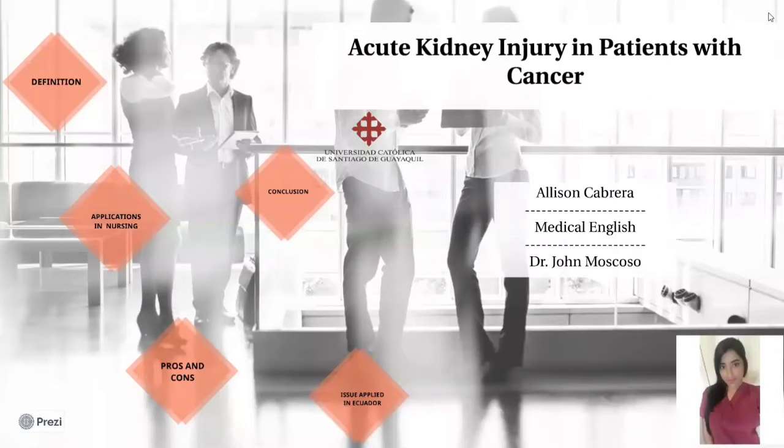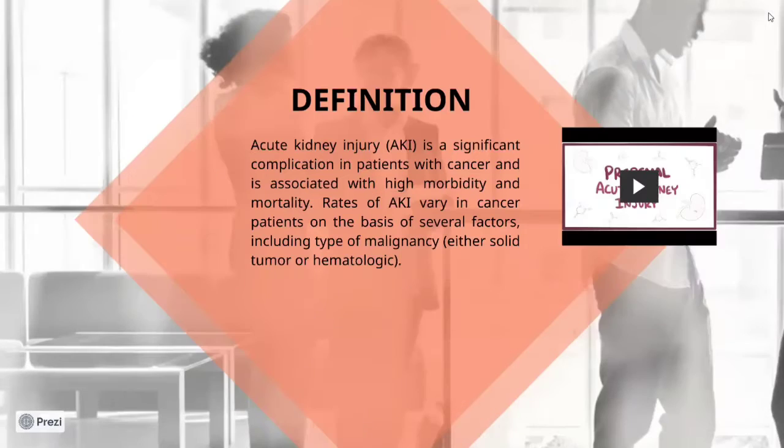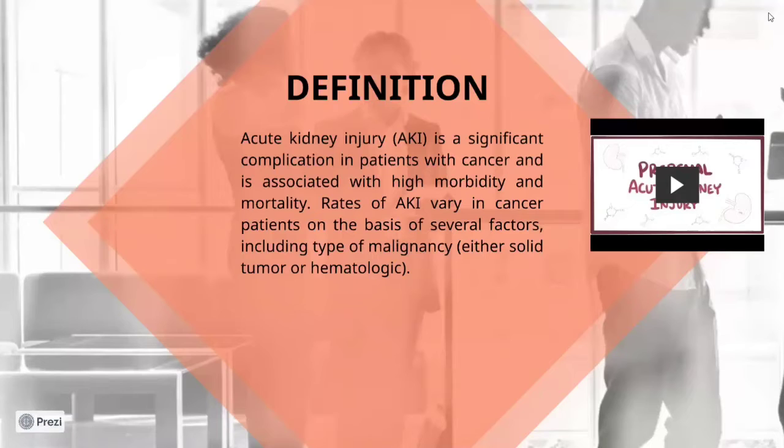I'm going to talk about acute kidney injury in patients with cancer. Definition: acute kidney injury (AKI) is a significant complication in patients with cancer and is associated with high morbidity and mortality. Rates of AKI vary in cancer patients on the basis of several factors, including type of malignancy, either solid tumor or hematologic.